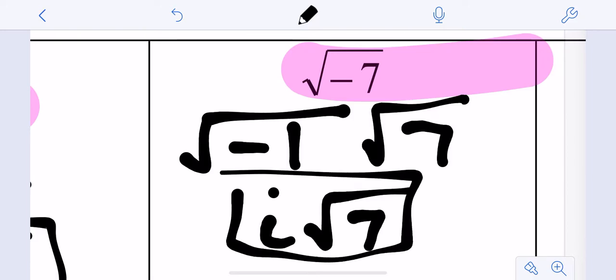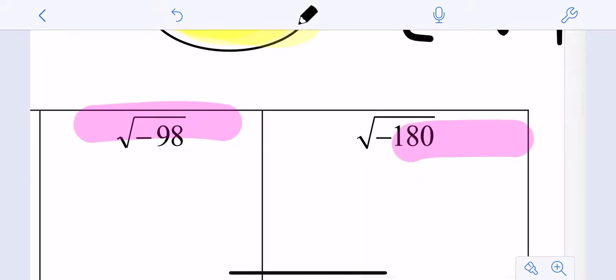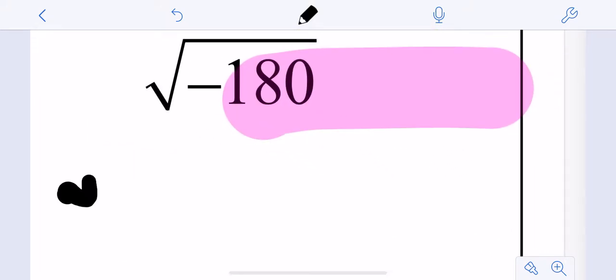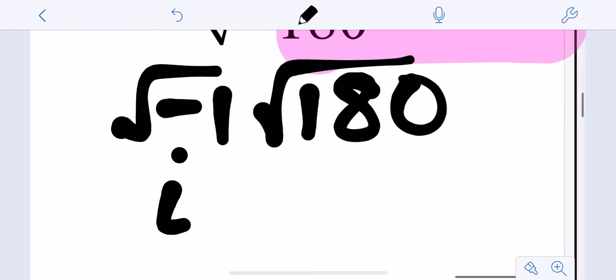It's just an irrational number. 7 is prime, so that's going to be i radical 7. But what happens when we go a little further? So like square root of -180, right? This is the square root of -1 times the square root of 180. The square root of -1 is i.